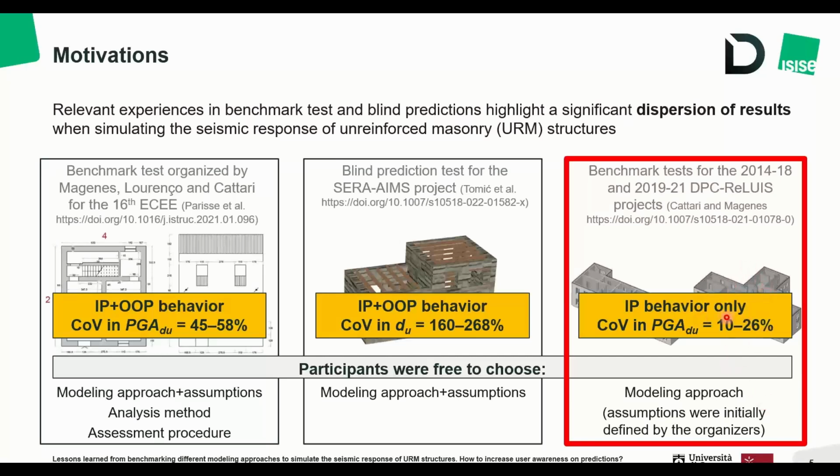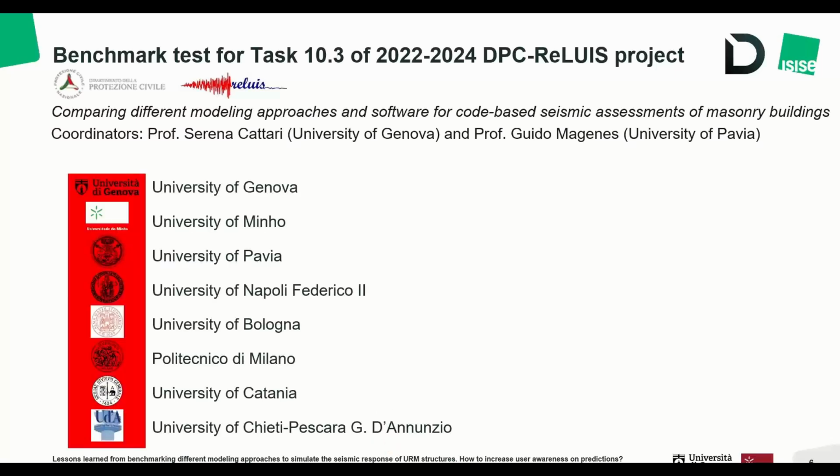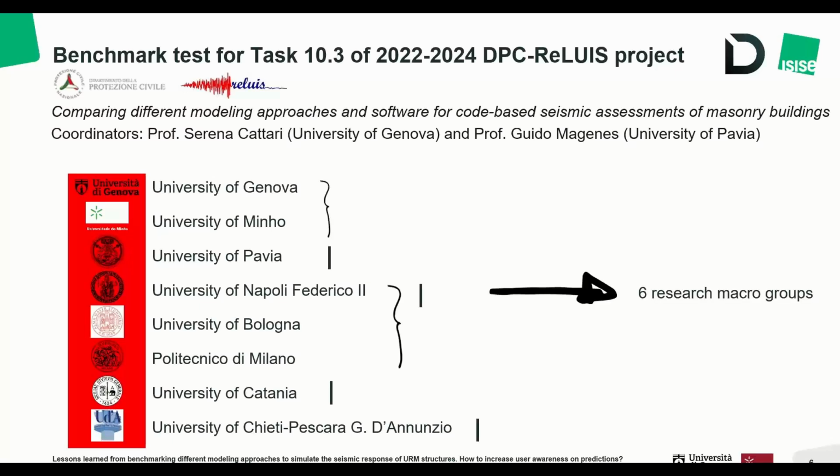So we will continue the research in the framework of the benchmark test by ReLUIS, in particular task 3 of the project in 2022-2024, where the main objective was to compare different modeling approaches and software for the code-based seismic assessment of masonry buildings. The coordinators, of course, were Professor Serena Cattari from the University of Genoa and Guido Magenes, but many different universities joined this project, mostly Italian universities, but also the University of Minho, where I was affiliated during the PhD work. These universities were grouped into 6 research macro groups that performed the analysis.